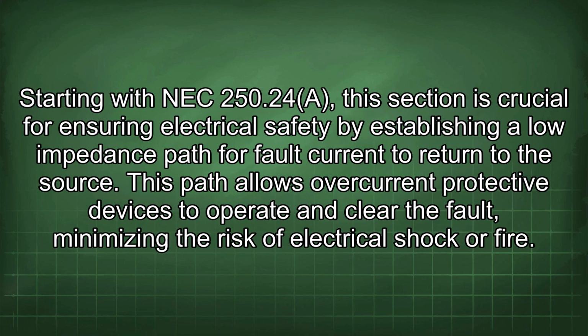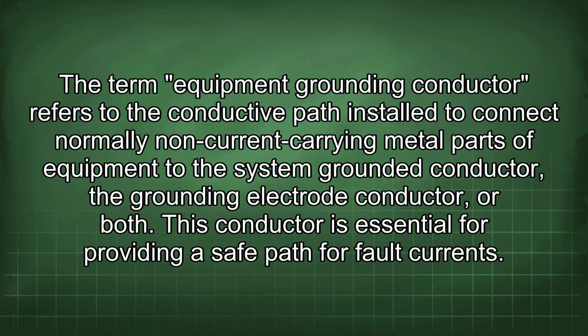Starting with NEC 250.24(a), this section is crucial for ensuring electrical safety by establishing a low impedance path for fault current to return to the source. This path allows overcurrent protective devices to operate and clear the fault, minimizing the risk of electrical shock or fire. The term equipment grounding conductor refers to the conductive path installed to connect normally non-current carrying metal parts of equipment to the system grounded conductor, the grounding electrode conductor, or both.